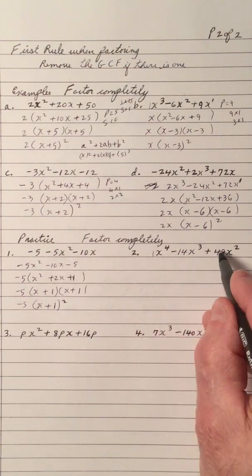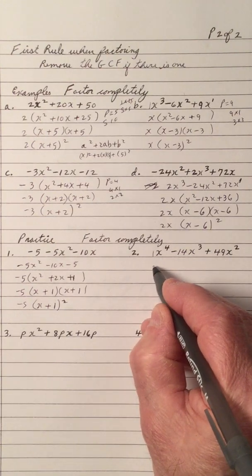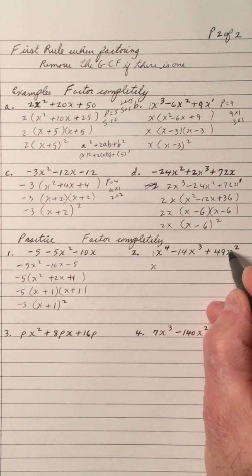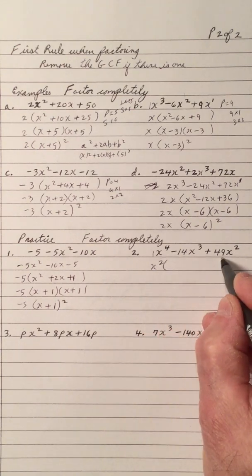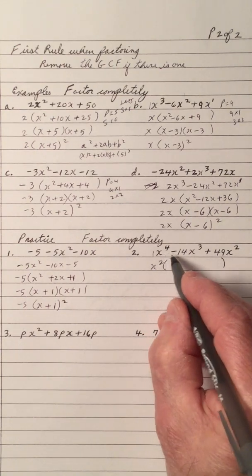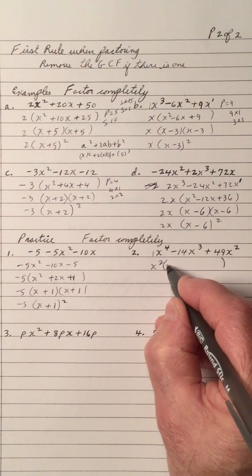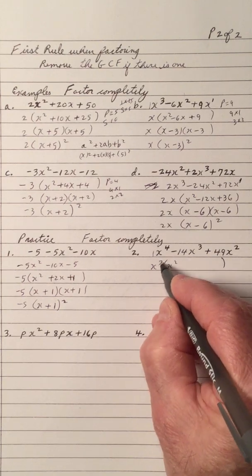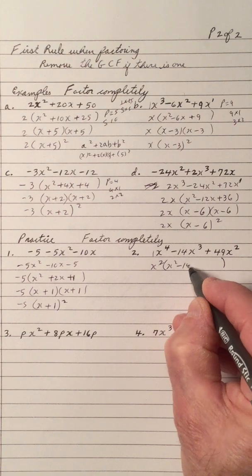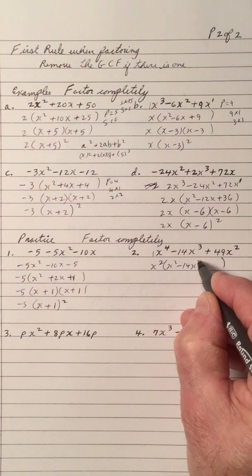Next, it is in descending order. That's a 1, so 1 is the numerical GCF. And we have an x in each term. The smallest exponent is a 2 right there. And x to the 4th divided by x squared is x squared. 4 take away 2 is 2. 3 take away 2 is 1.